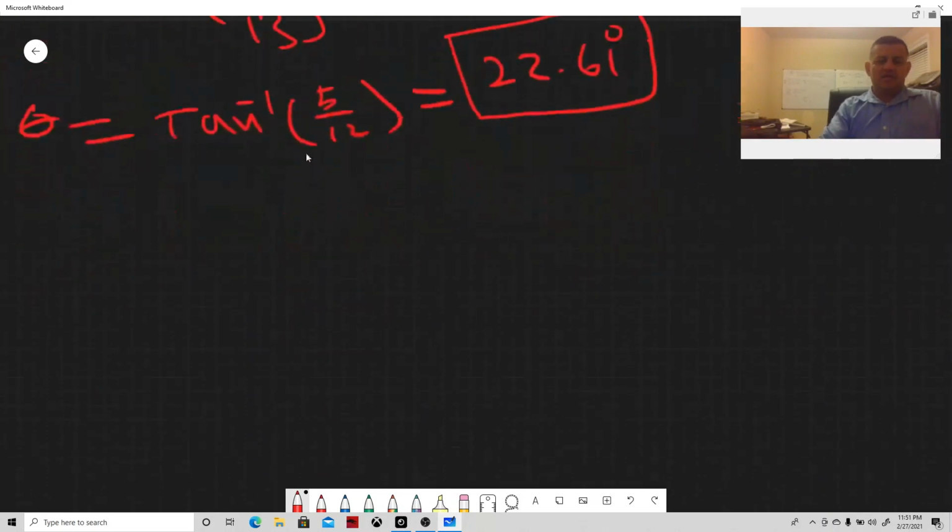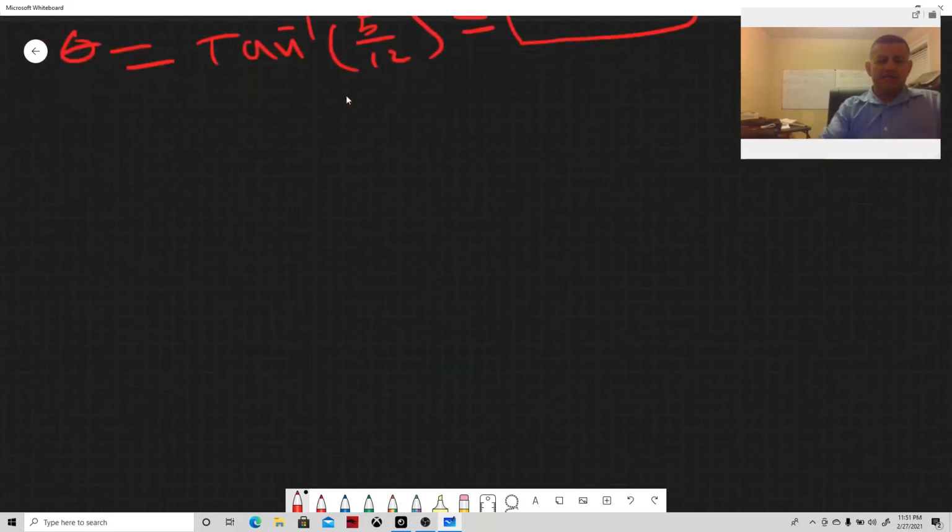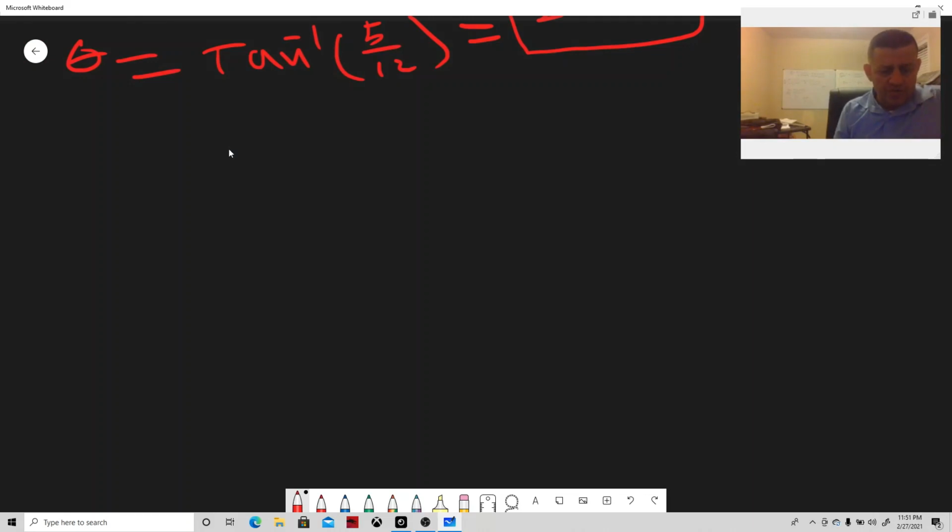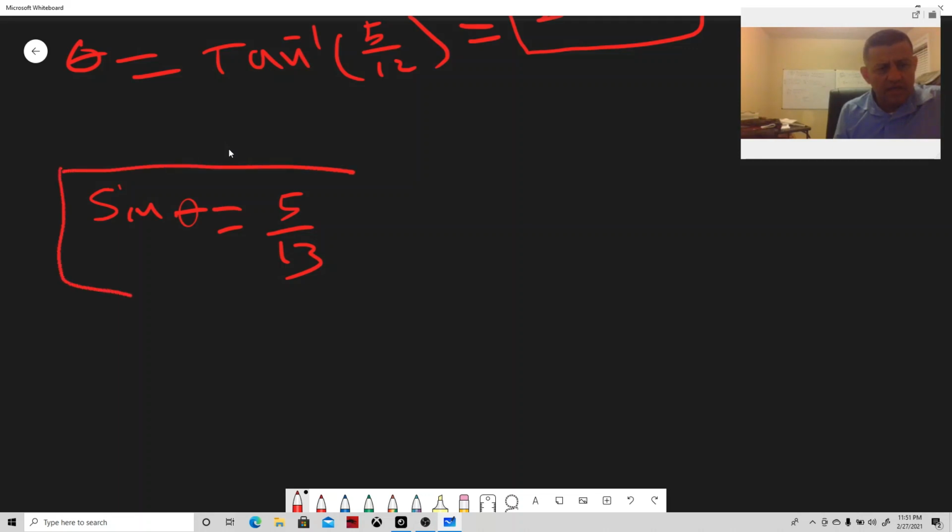So sine of theta is equal to opposite over the hypotenuse, so 5 over 13. That would be one of the other problems. I'm not going to do all of them. The angles are not necessary. Just tangent, sine, and cosine, the ones that we use the most. And cosine is also easy.